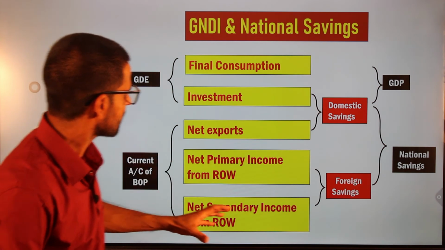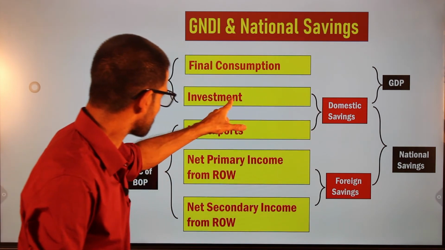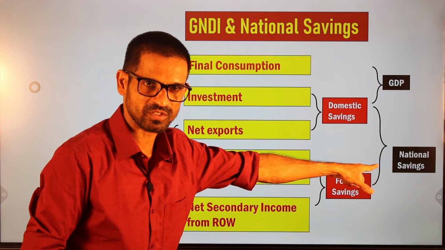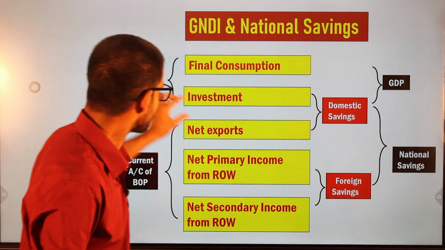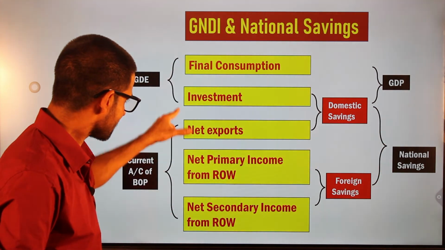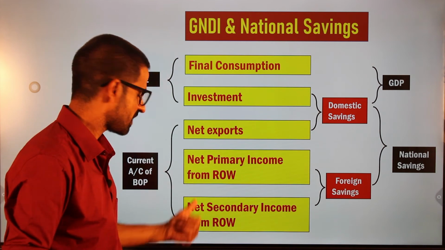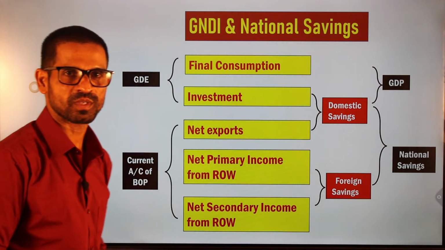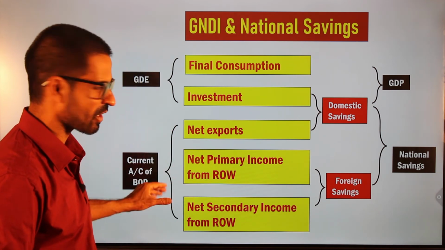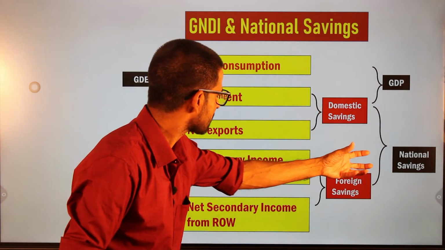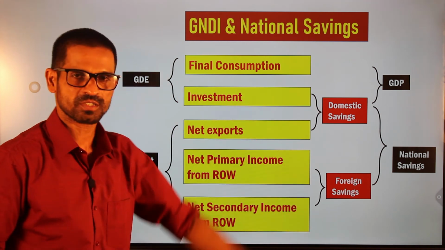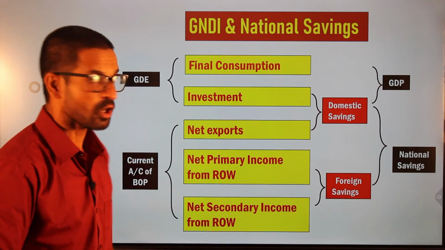Then you can reach it another way. You know, all these three, net exports, net primary income, net secondary income, belong to national savings. So from national savings, you can deduct investment, and then you also get these three: net exports, net primary income, net secondary income. That is the current account balance of the BOP. So I gave you several equations now. So what is the other equation for the current account balance of the BOP? National savings minus investment. Then you come to these three components. Okay. So I hope you understood this process.